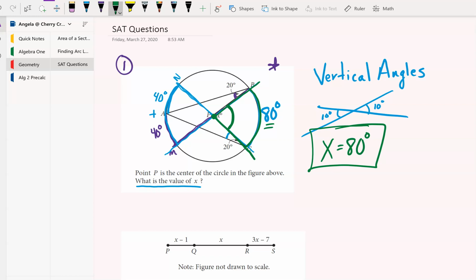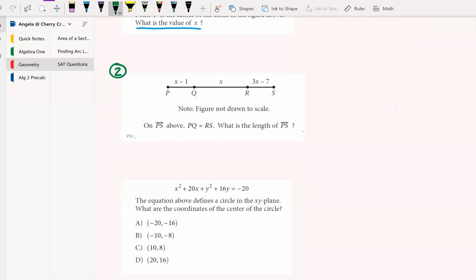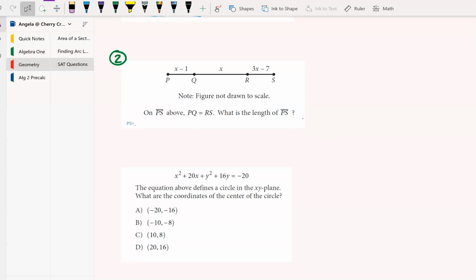I like that. All right, here, let's try number 2. We're going to stick with green. And here is our next SAT question. On the line PS above, PQ is equal to RS. I'm going to go ahead and indicate that just real quick so I can keep that in mind.